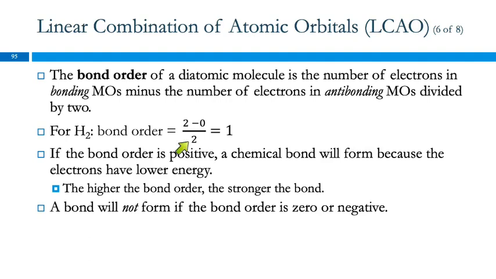So we have this for the larger molecules. The higher the bond order, the stronger the bond. If you have a bond order that is 0 or negative, then the bond will not form. It just will not form.